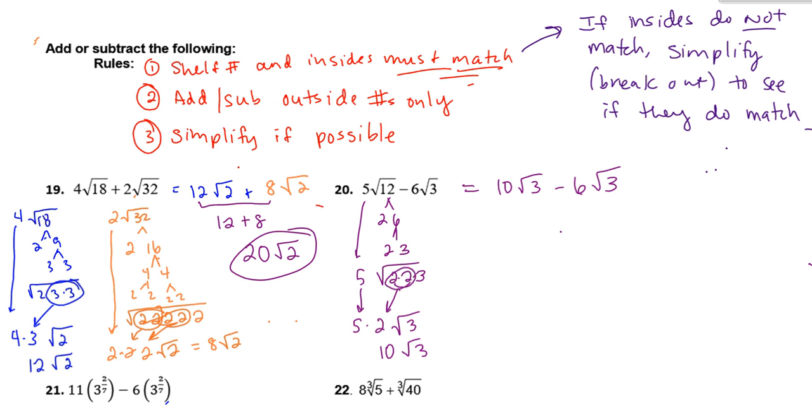Okay, the shelf number and the stuff inside matches. So we can combine the numbers out in front. Only the numbers out in front. The inside stays the same. And that's it.